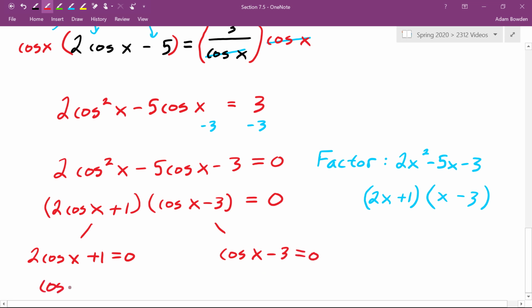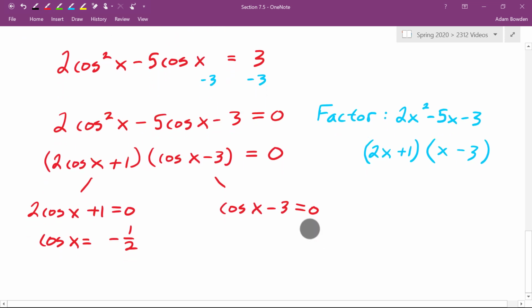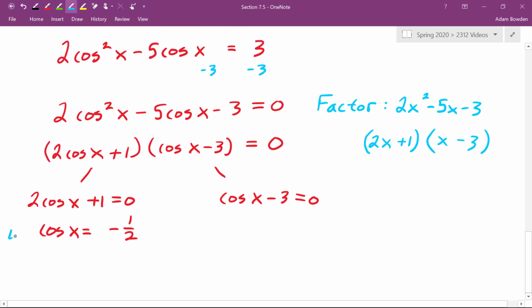We're going to have cosine x is equal to negative 1/2. And when we think about the inverse cosine here and the different solutions for x, we'd have 2 different locations where the cosine is equal to negative 1/2. That would be 2 pi over 3, and that would be 4 pi over 3.